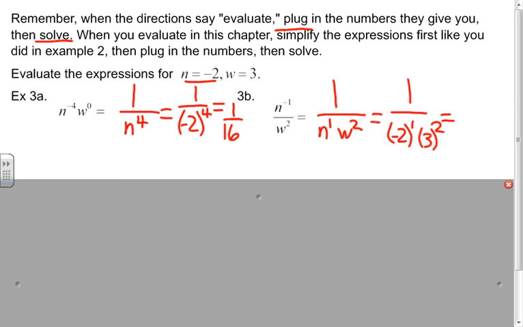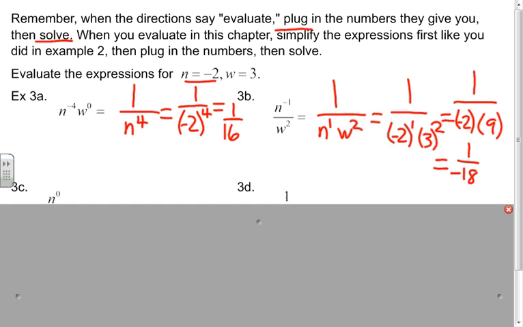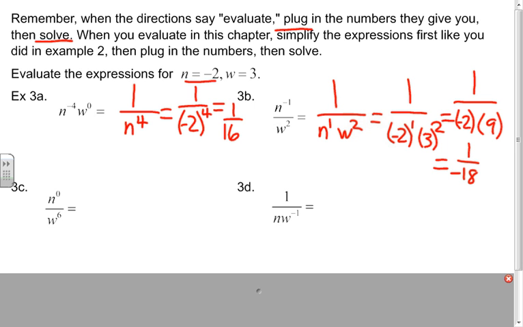So 1 on top, -2 to the 1st power, which means I have 1 -2 in my problem. 3 to the 2nd power is 3 times 3, which is 9. -2 times 9 is -18. So I get 1 over -18. Let's try the next two.